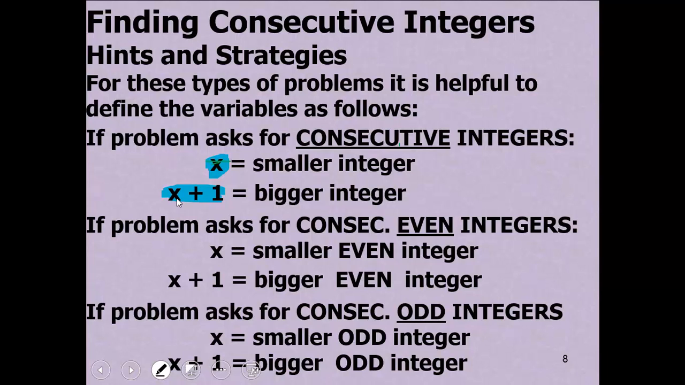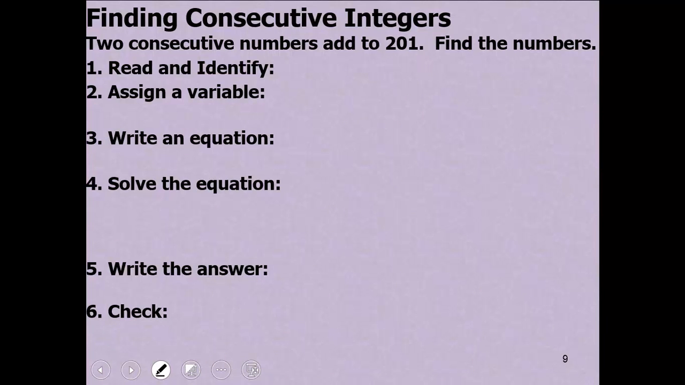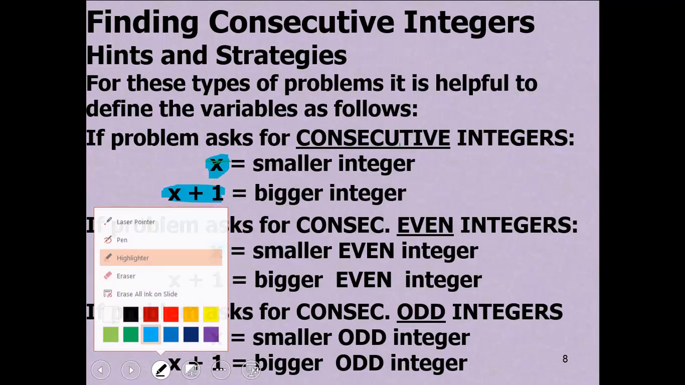Okay. If the problem asks for, ooh, I have a typo here. A big typo. If the problem asks for consecutive even integers, again, your smaller number is going to be x. But let's think about this. Let me switch to my pen real quick.